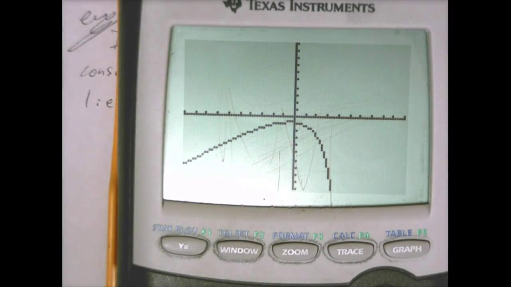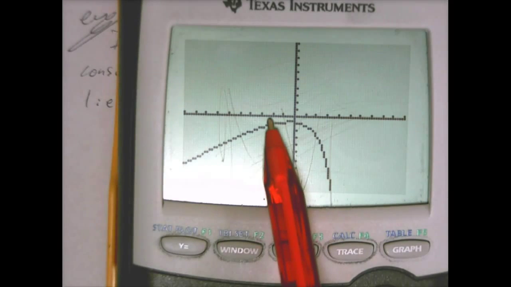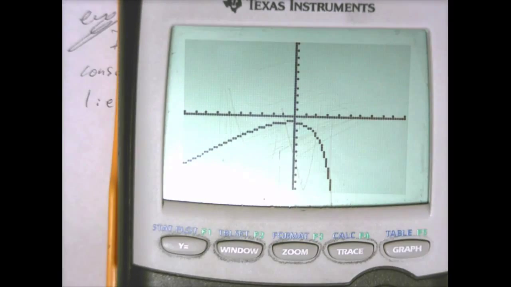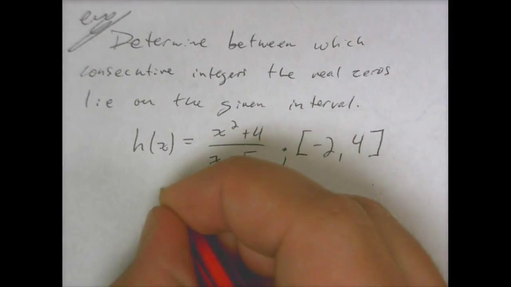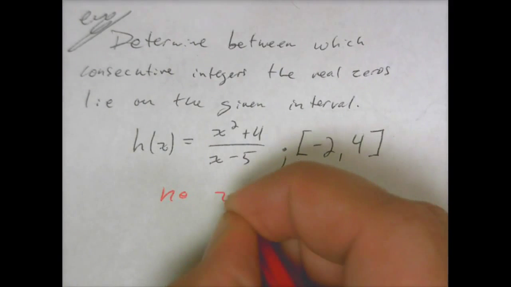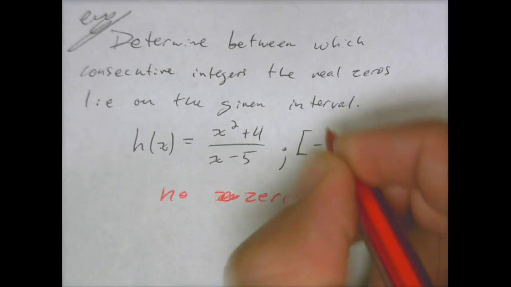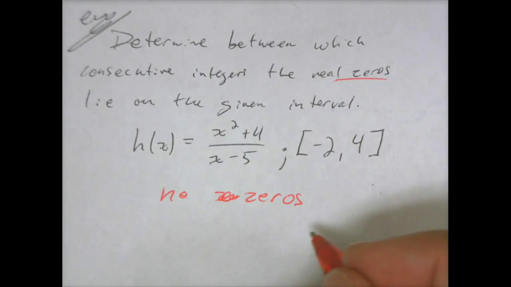So from -2 to 4, it looks like this actually is right here, and 4 would be right there. It never hits the x-axis. So easy peasy, we can say no x-intercepts. Actually, let's say no zeros. Let's use their terminology. No zeros.